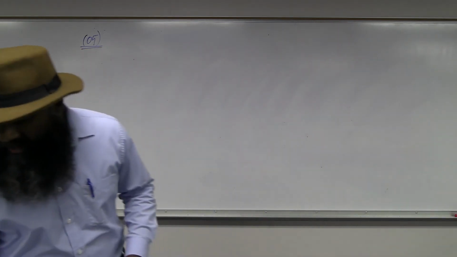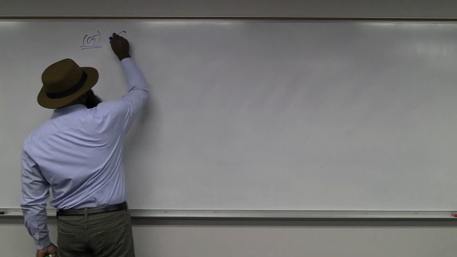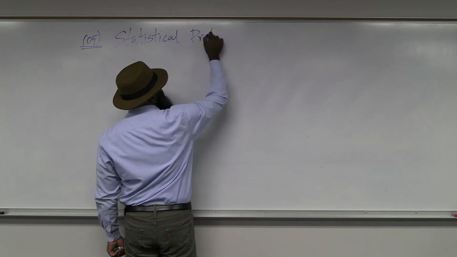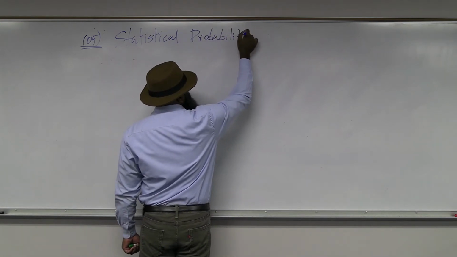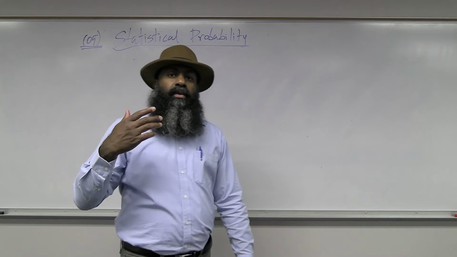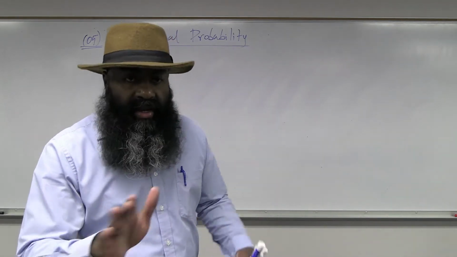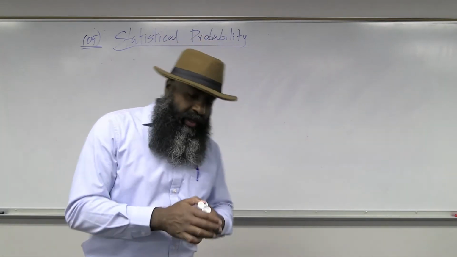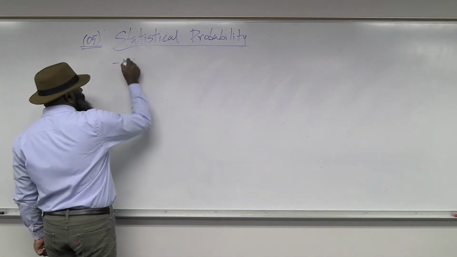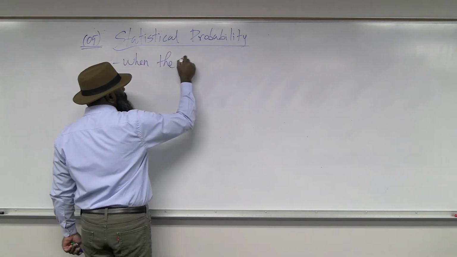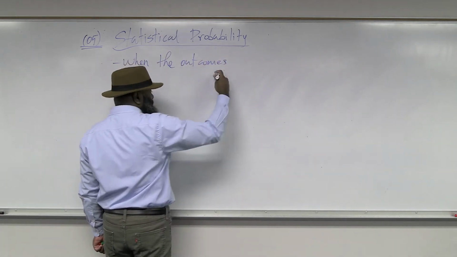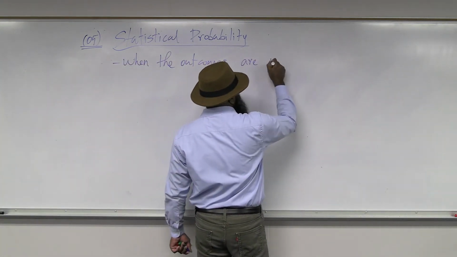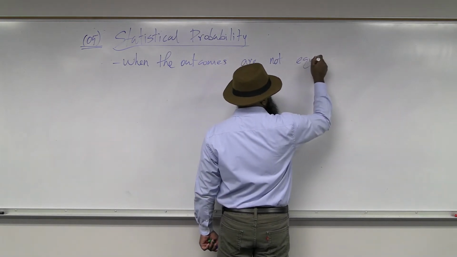All right, so the next one is the statistical probability. We go for the statistical probability when the outcomes of an experiment are not all equally likely. Okay? So I write it as that. When the outcomes of an experiment or of the random variable are not equally likely.